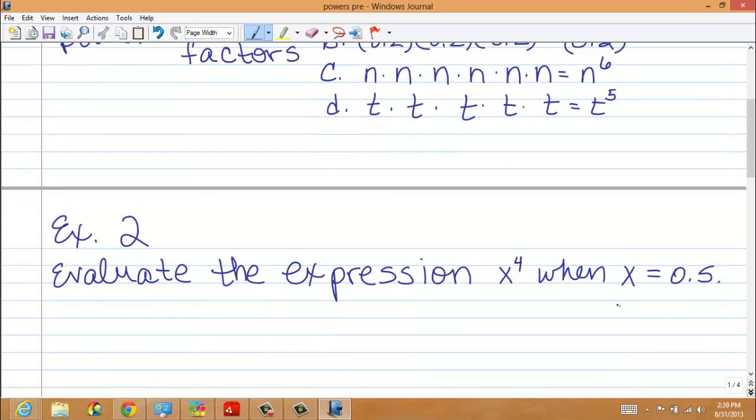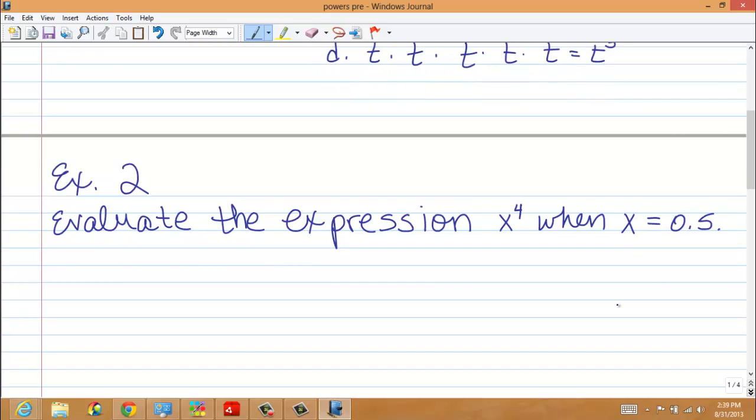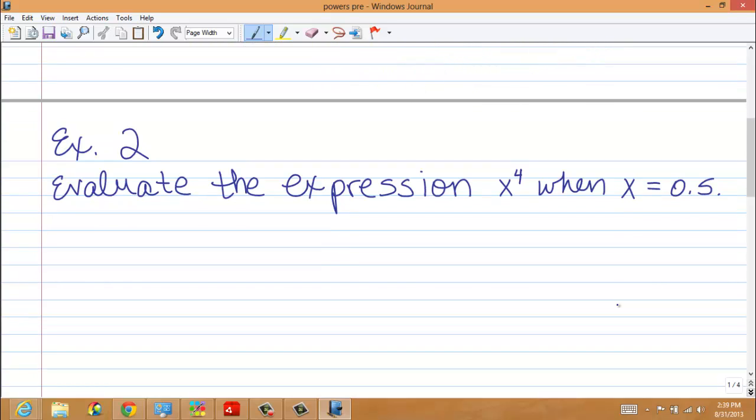Second example, we're going to be evaluating powers with variables. So you're being asked to evaluate the expression of x to the 4th when x equals 0.5. Basically that means we're going to make a substitution. So we start off saying, okay, x to the 4th, this is what we have to do. And since x is 0.5, we're going to put in the quantity of 0.5 to the 4th power. Always use quantities when making substitutions.